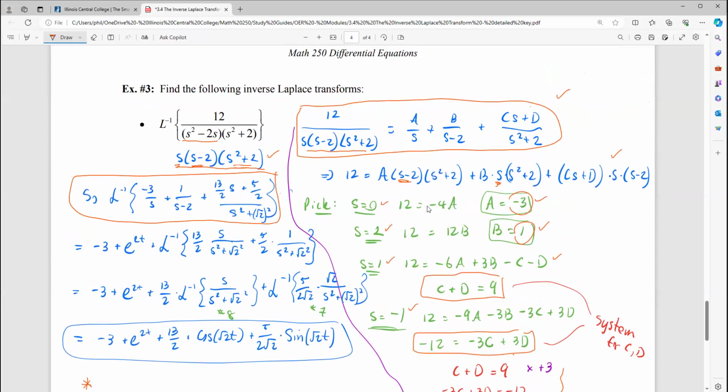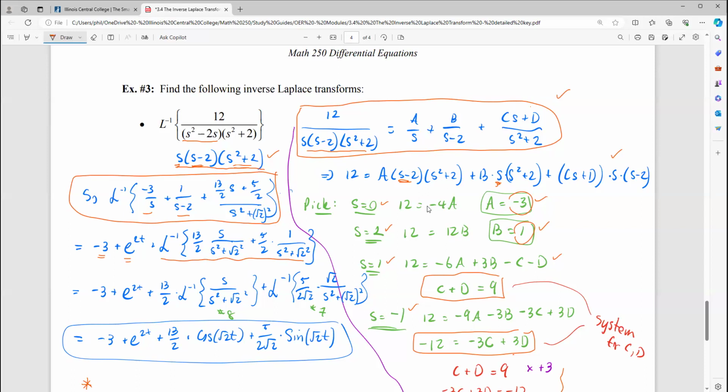Right, so now I can do linearity. Again, with linearity, I can do these terms separately. The first two are actually pretty easy, so I went ahead and did those. Laplace inverse of -3 over s is -3. Laplace inverse of 1 over s minus 2 is e to the 2t. And then all I have to do is deal with this mess and invert this guy here.